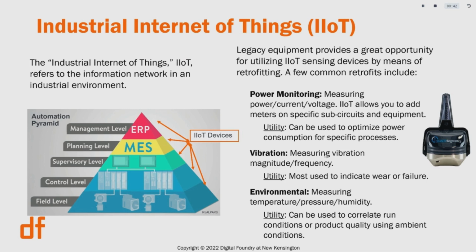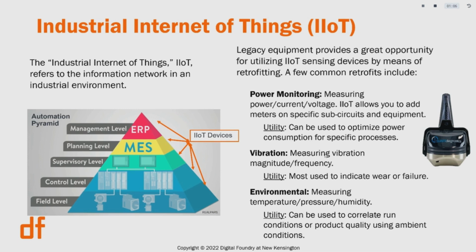Next, we will talk about the Industrial Internet of Things, or IIoT. Think of IIoT as an expansion of traditional data collection methods, with more sensors and data, potentially including tracking on individual components that can communicate to various levels in the automation pyramid. Legacy equipment provides a great opportunity for utilizing IIoT sensing devices by means of retrofitting.